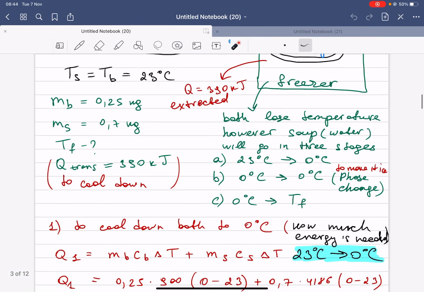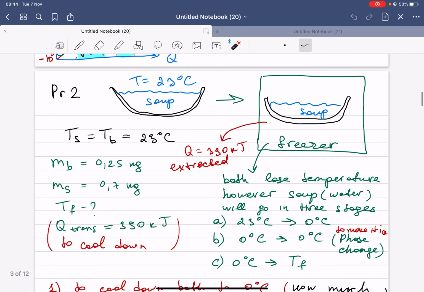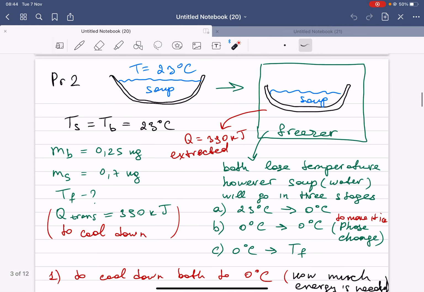We have to know a couple of things before solving this. We have two objects: the bowl, which is made from aluminium, and the soup, which you can consider as water. If you look at both, they will go through three stages. First, from 23 degrees it has to go to 0 degrees Celsius. That's what you have to calculate.